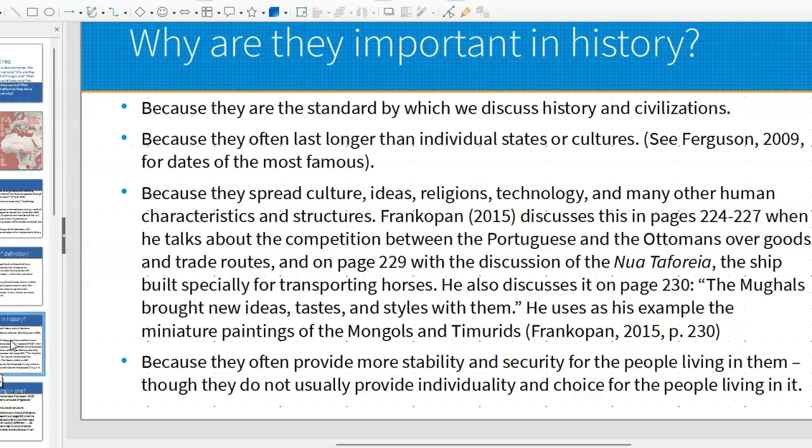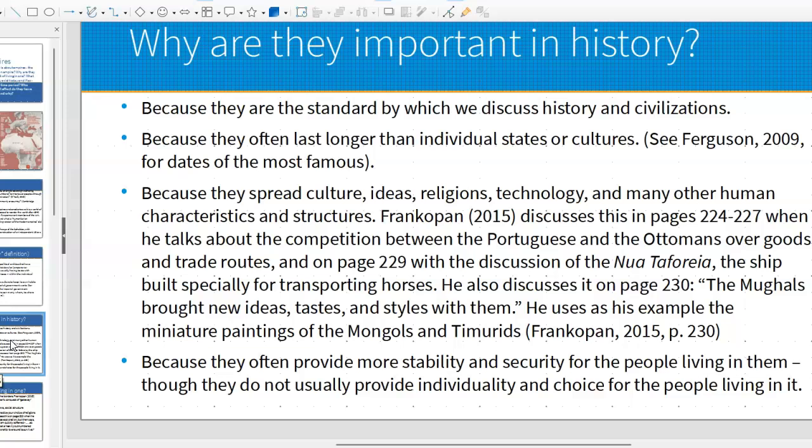All right. The second reason, because they often last longer than individual states or cultures. And you can look at Ferguson for this. The first part of his essay does a really good job talking about how long empires last. If you look at that as how we define the success of an empire, then a lot of that is because of longevity. The Chinese civilization that exists today traces itself straight back to those first three major dynasties back in the amorphous ancient period.